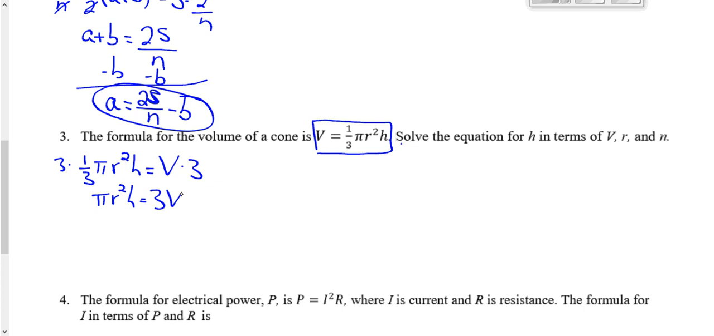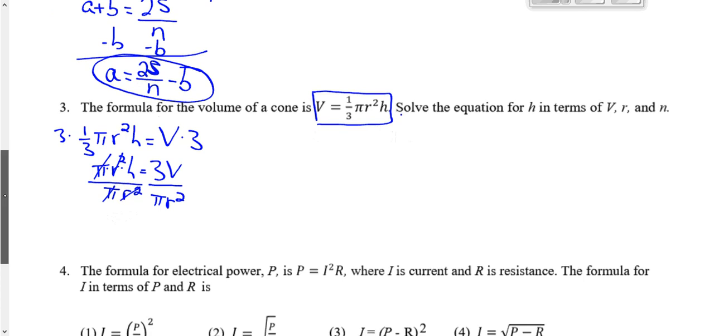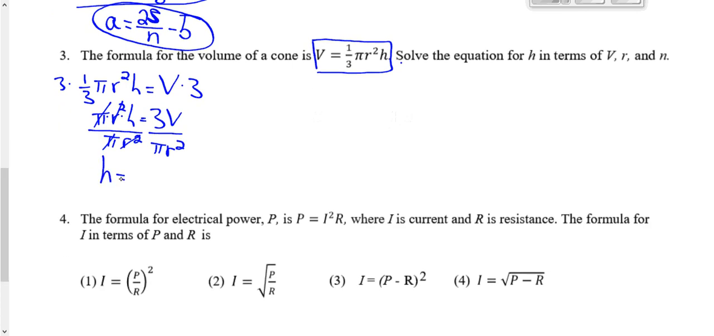Unsquare r? No, I don't need to unsquare r. I want h. I don't need to unsquare r. If I was solving for r, I would. h is being multiplied by those two things. So how do we undo that? Divide both sides by pi r squared. When the pi's cancel, when the r squareds cancel, what am I left with? h equals 3. There you go.